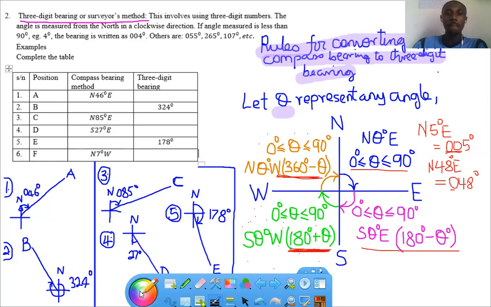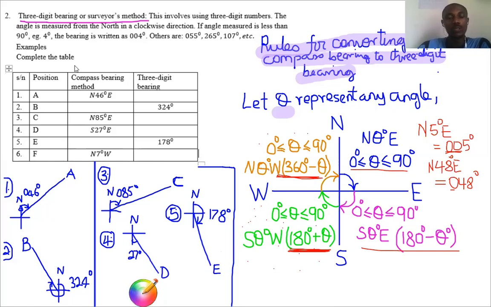The example says, complete the table below. Position A is given as a compass bearing: north 46 degrees east. So what would the three-digit bearing be? Going by the rule, north 46 degrees east should be what? What do we do to get it? Good. Add a single zero before 46. It is that easy. So north 46 degrees east is simply 046 degrees, three-digit bearing. So I hope you're following.